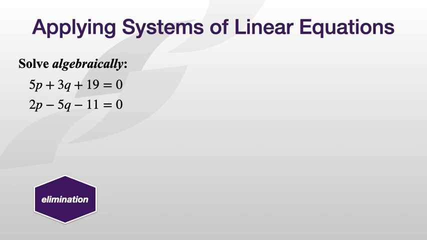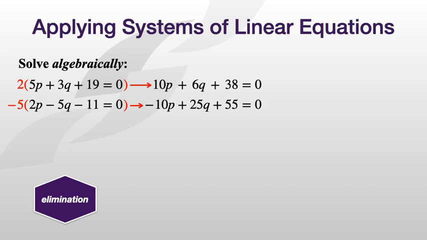To eliminate one variable, its coefficients must be opposites. Multiplying the first equation by 2 creates an equation in which the coefficient of p is 10. And multiplying the second equation by -5 creates an equation in which the coefficient of p is -10. We have the opposites we're looking for. Adding these two equations eliminates p, leaving an equation in q. q equals -3.